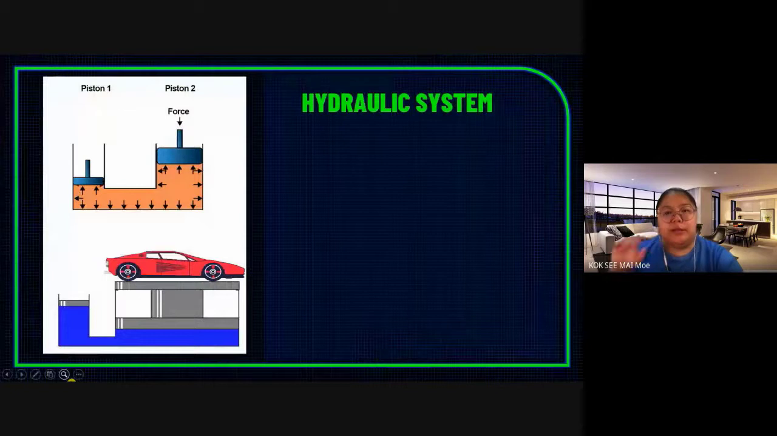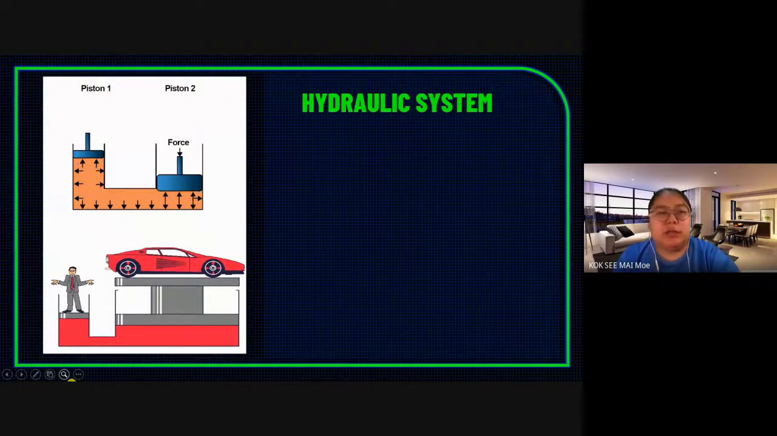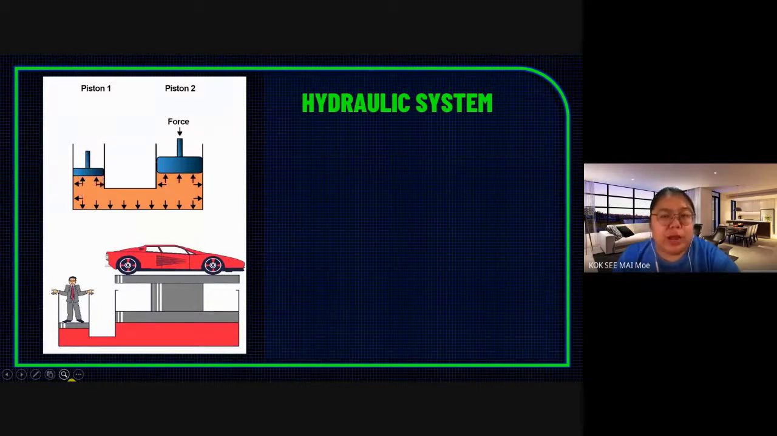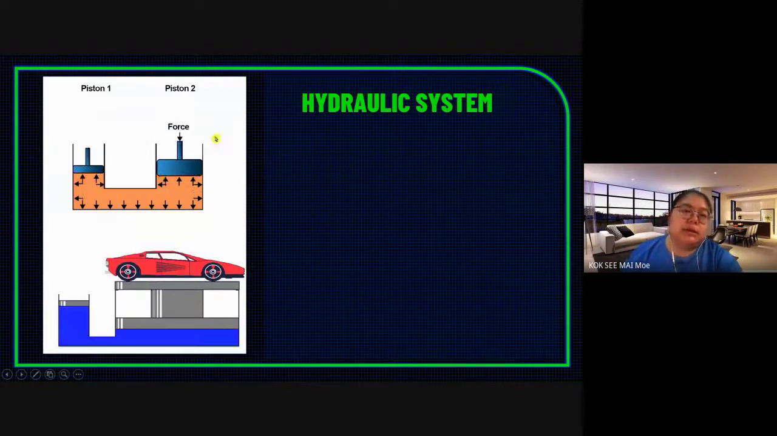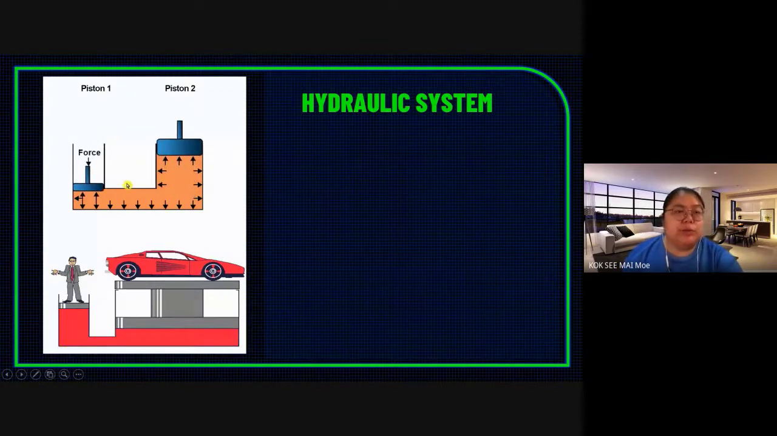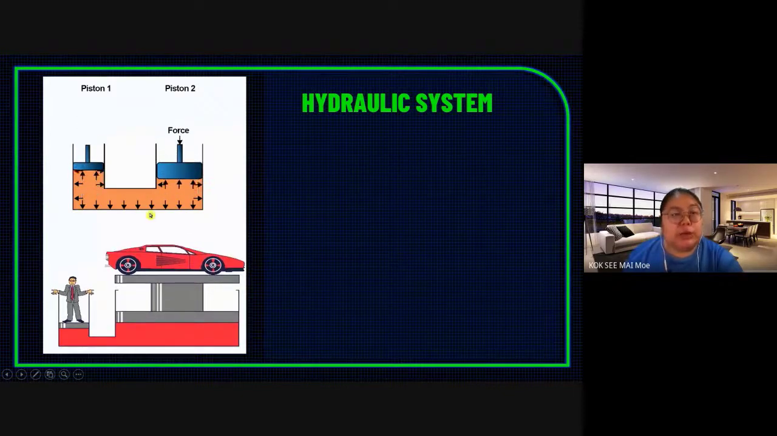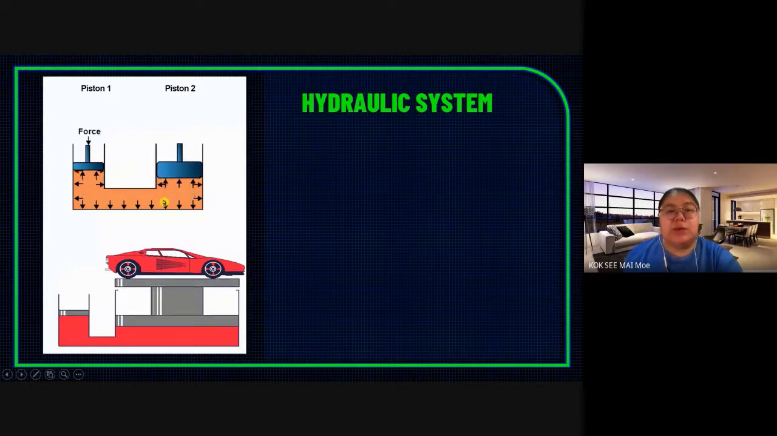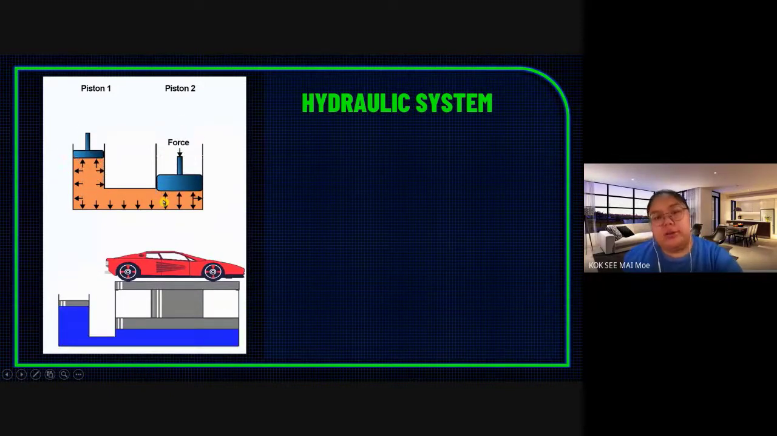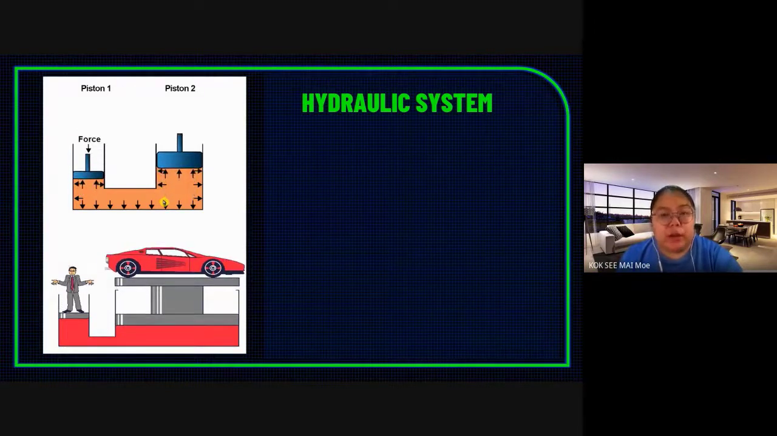From here you can see the hydraulic system. The hydraulic system uses the concept of pressure. Pressure moves the liquid, and after that produces the output force. You can see the diagram is like this. Inside the hydraulic system there is a liquid, and the liquid we normally use is oil, just like your car brake, where we also use brake oil.